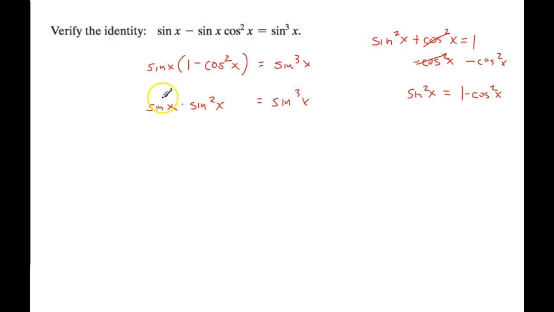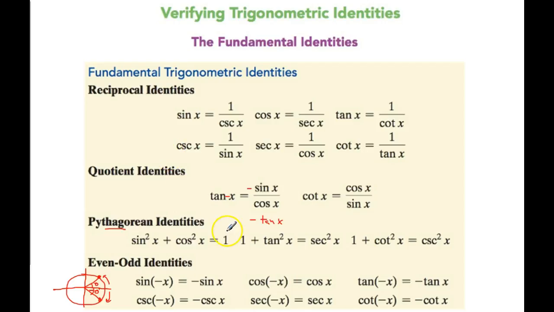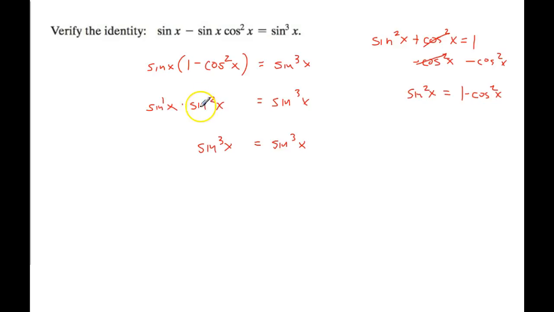Sine to the first times sine squared is sine to the third, so sine cubed. And that's what we were out to prove. So you can manipulate known identities to make them look like things that pop up in your problem. But again, you could not divide, like right here at this step. I can't divide both sides by sine and get sine squared equals sine squared. I have to go through and only work with one side. Notice I never did anything to the right side. I just manipulated the left and made it look like the right.